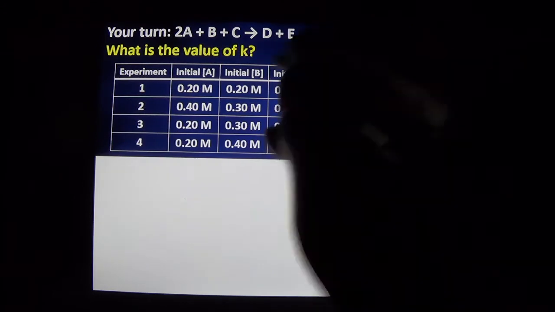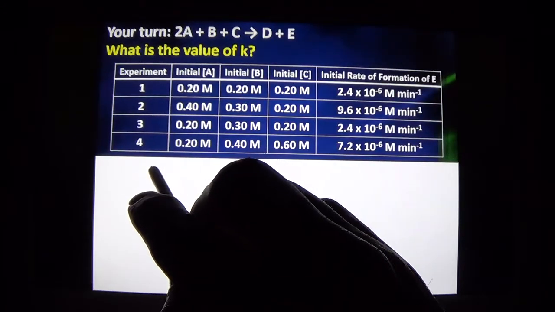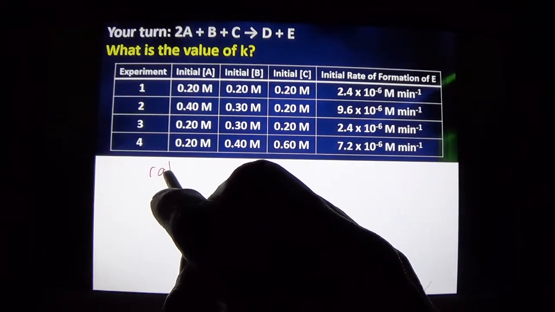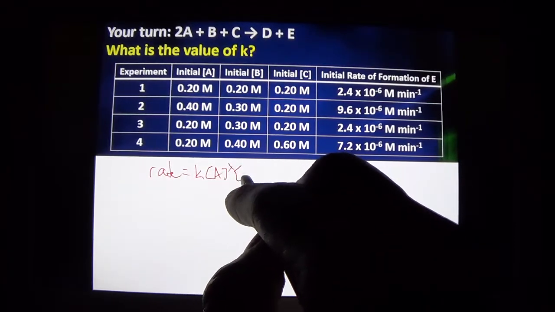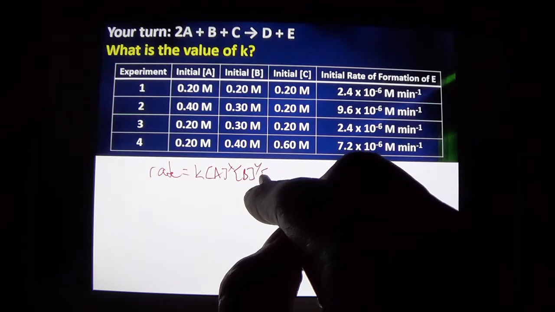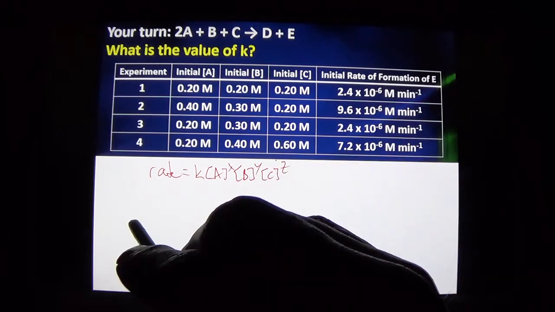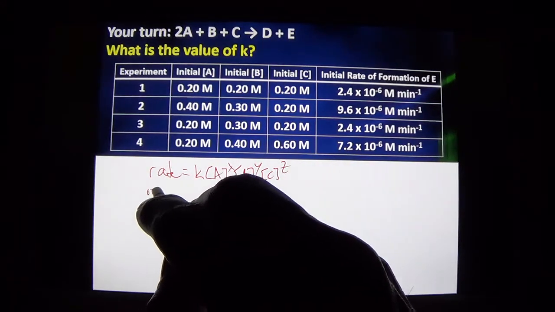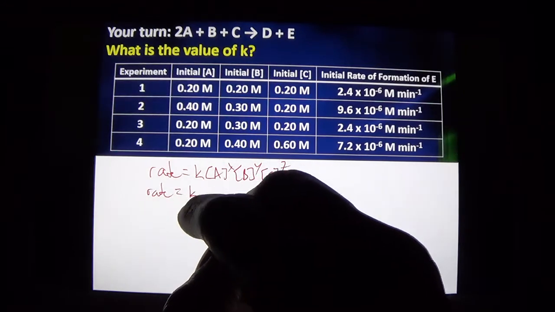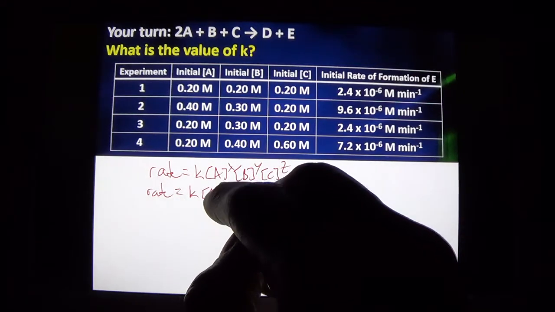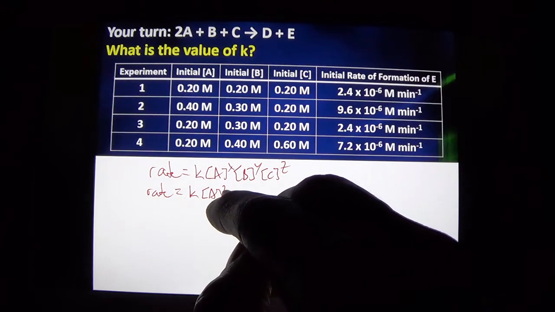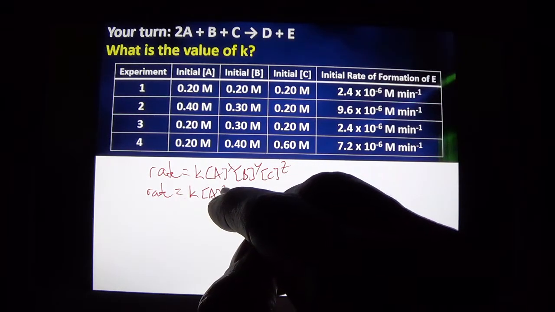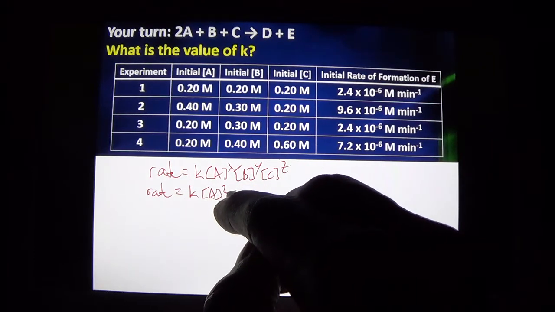All right, we have A, B, and C. Now let's find the value of k. Ooh, this is fun. No big deal. Okay. So rate equals k, concentration of A to the x, concentration of B to the y, concentration of C to the z. Let's plug in what we know so far. We know the rate is equal to k times concentration of A squared, second order is how we would say that. I want you understanding the vocabulary. A is second order.